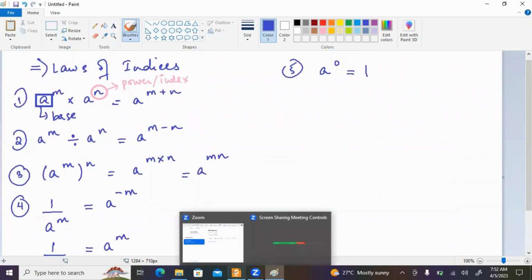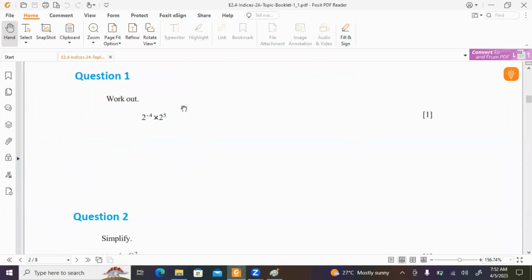So if we move to the questions now, the first question says 2 to the power of negative 4 times 2 to the power of 5. So as you can see, same base over here, which is 2. So when you have similar bases being multiplied, we add the powers. So we're going to add negative 4 to 5, and that gives us 2 to the power of 1, which can be rewritten as just 2.